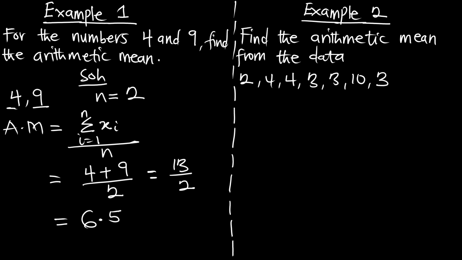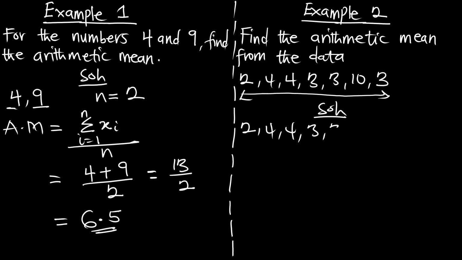Are we okay? Looking at the second example, it says find the arithmetic mean from the data. So we have the data 2, 4, 4, 3, 3, 10, and another 3. We are to find the arithmetic mean, in other words, just the mean. Are we okay? So straight away, I'm going to write down my data. I have 2, 4, 4, 3, 3, 10, and 3. Remember, when you're finding the mean, the order of arrangement is not necessary.